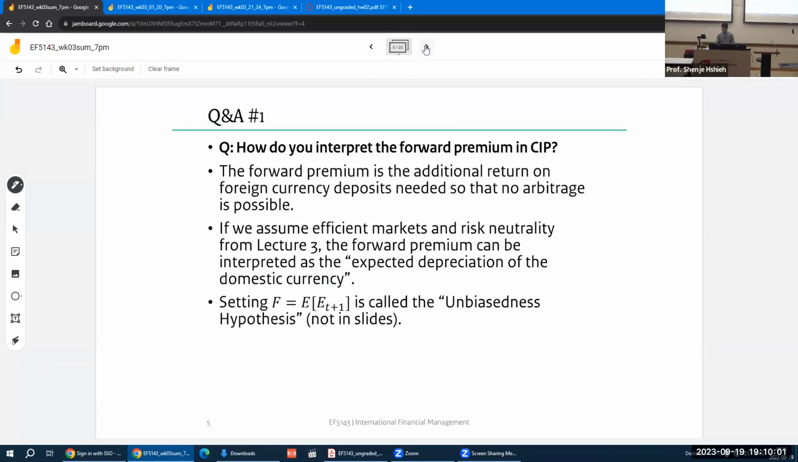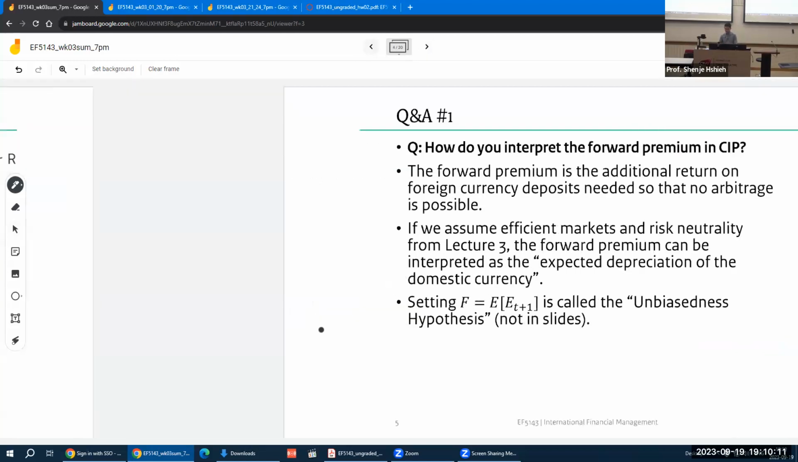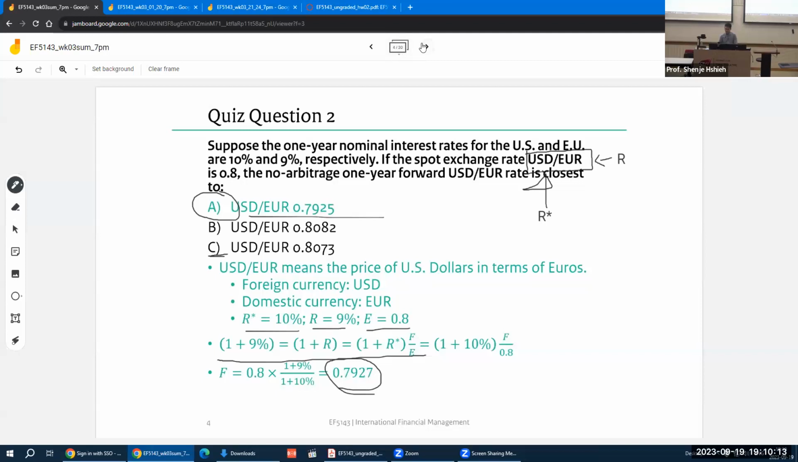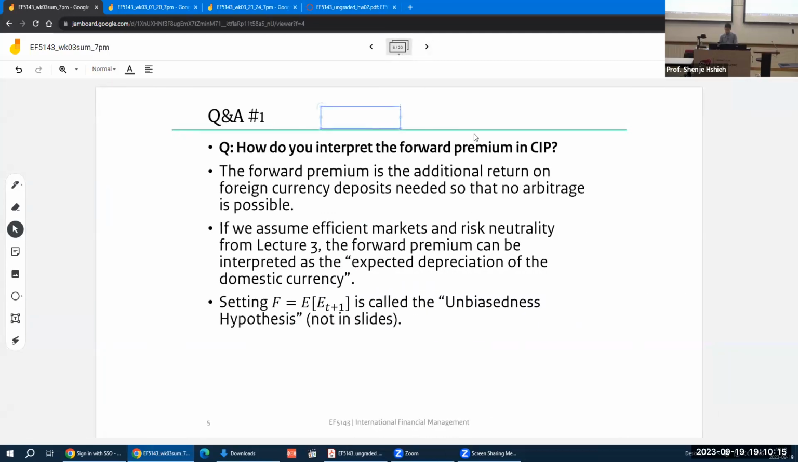If no questions, let's move on to the Q&As. The first Q&A, somebody asked me, how do you interpret the forward premium and CIP? So if you recall from the CIP, maybe I'll write out its raw form here.